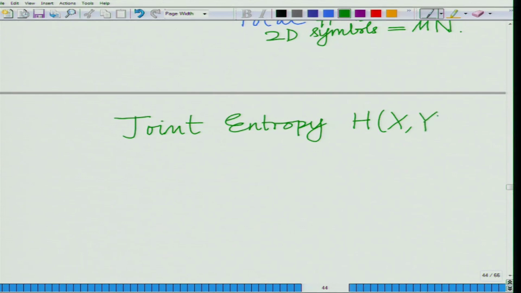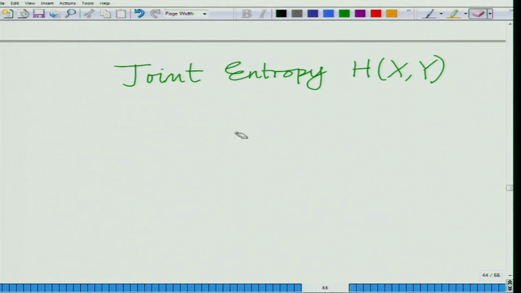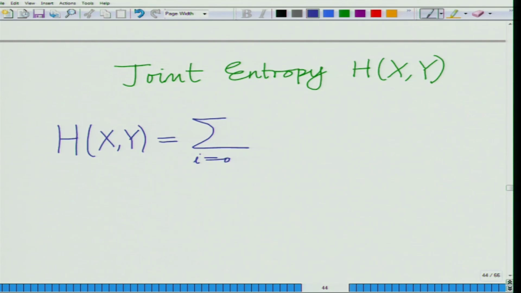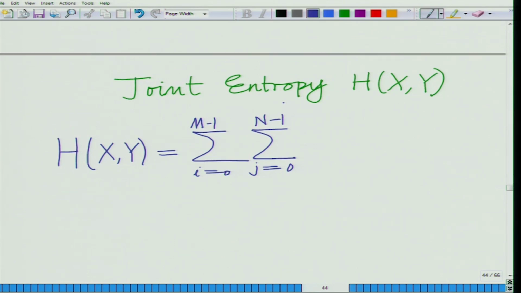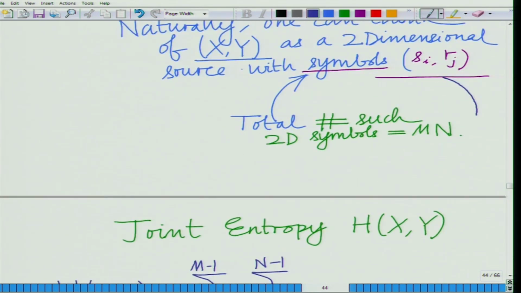Which is denoted by h of x comma y. So, I will have h of x comma y, let me just write it a little clearly, that is basically your h of x comma y equals the summation i equal to 0 to m minus 1, summation j equal to 0 to n minus 1. Remember, each such 2D symbol, Si comma Rj, occurs with probability Pij, that is what we have said.